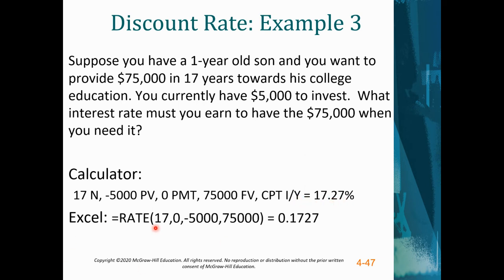I can do it in Excel. We just type equals RATE. The number of periods is 17 years. That's how long I have till my son becomes college age. The number of payments, because I just put the $5,000 in and don't put any more in, is 0. My present value is negative 5,000. My future value is 75,000. And that gives me 0.1727, which is 17.27%.